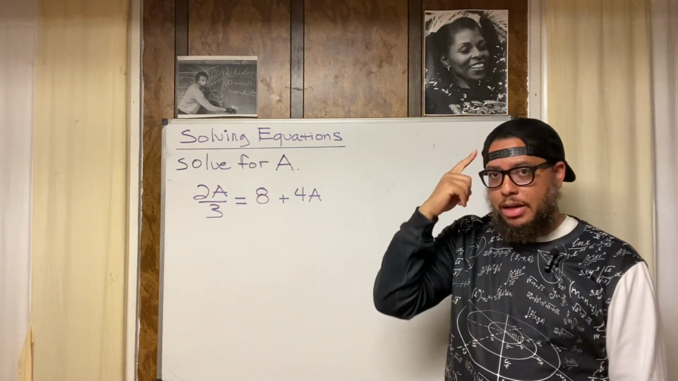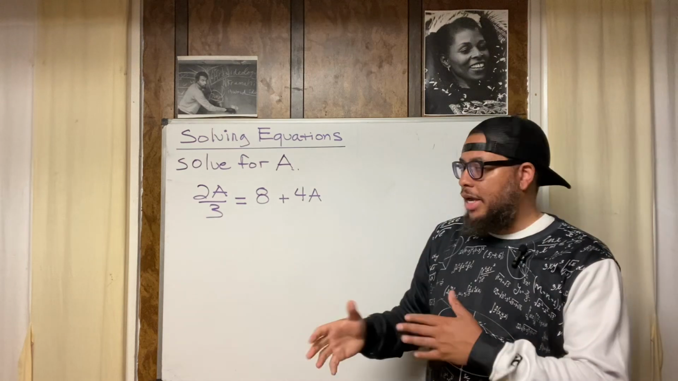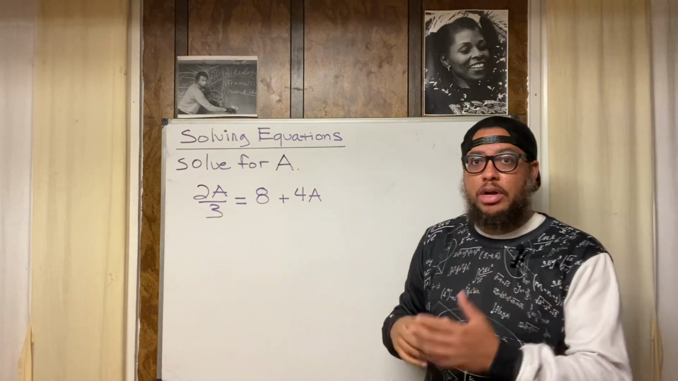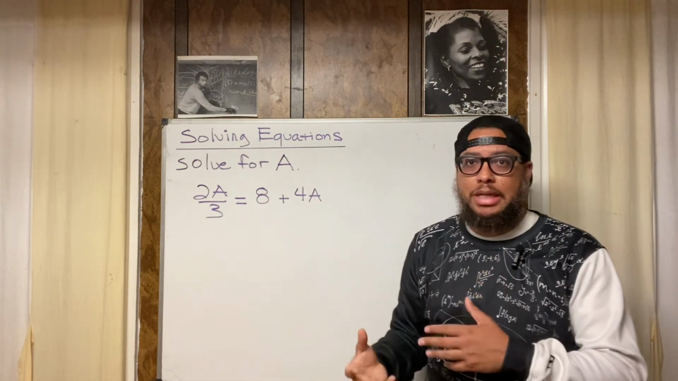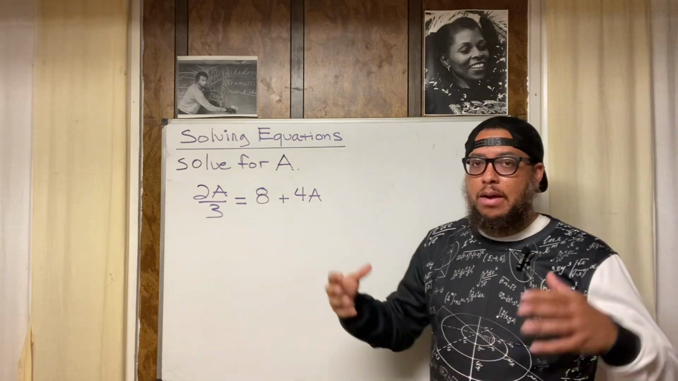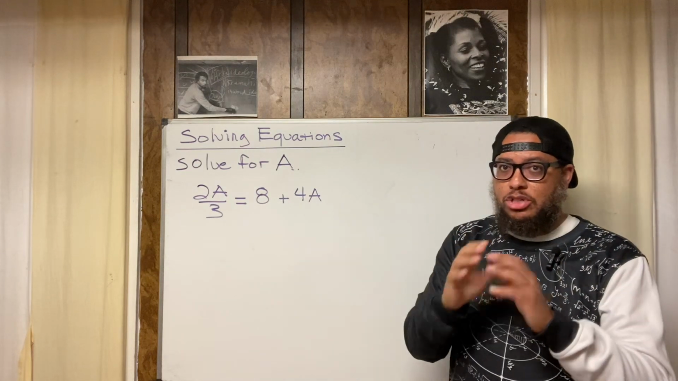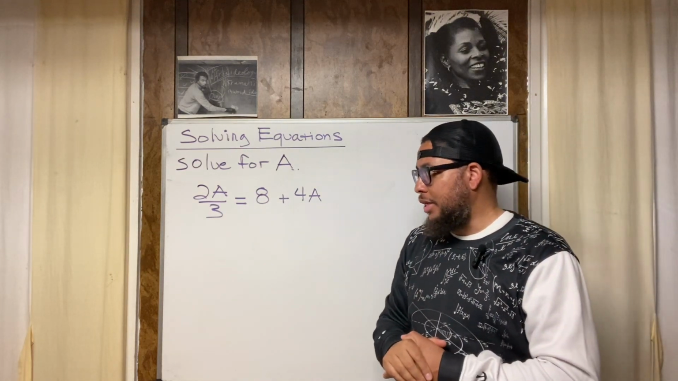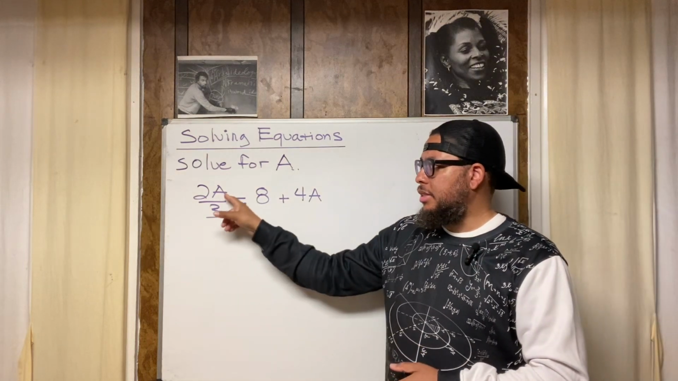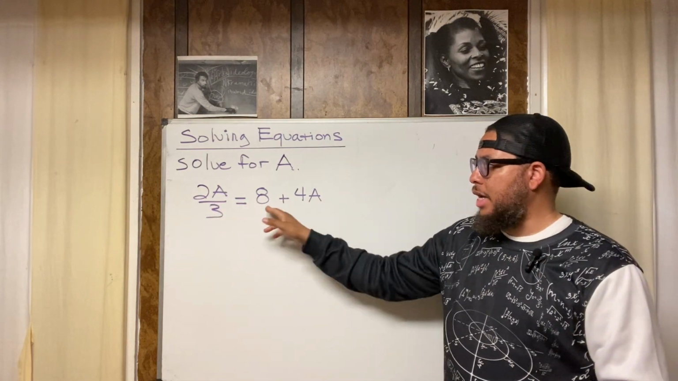That's one thing to keep in mind. We got too many A's. You can't have A's in two different places. You got to figure out a way to get all the A's in one place on one side of the equation and then combine them into one single A term. All right. That's one thing. Another thing is this term is a fraction and these are not.